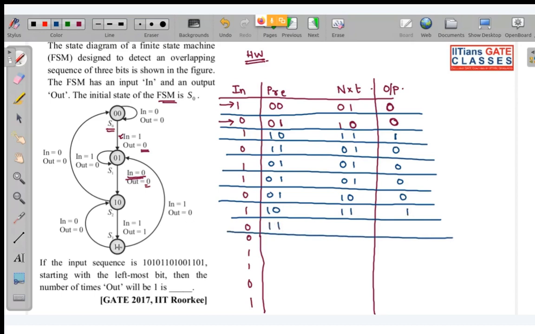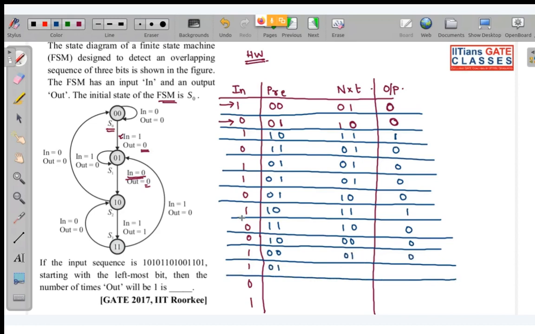Next is 1, 1, we are at 1, 1, input is 0, so input 0 means we go to 1, 0 and output is also 0. So next state is 1, 0. Okay, and we have input as 0. So input 0 means we go to 0, 0 and output is 0. So we are at 0, 0. Okay, and now our input is what? It is 1. So input 1 means we go to 0, 1 and our output is 0. So 0, 1.